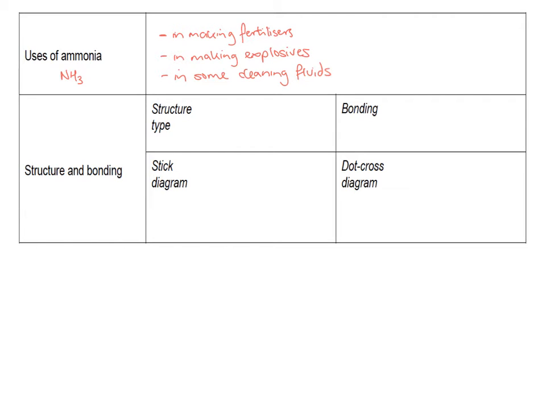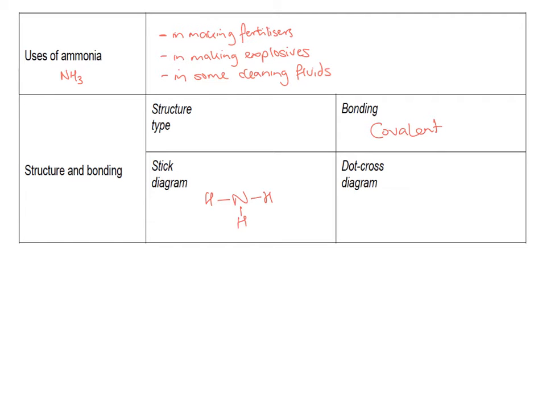So that tells us it's one nitrogen bonded to three hydrogens. Both of those are non-metals, so that leads us to conclude that the bonding present in ammonia is covalent. Nitrogen is in group 5, so it has 5 electrons on its outer shell, so it needs 3 more. That tells us that nitrogen is going to have to form 3 covalent bonds. Hydrogen needs 1 more electron to have a complete outer shell, so that will form 1 covalent bond. So our stick diagram is going to look like this.